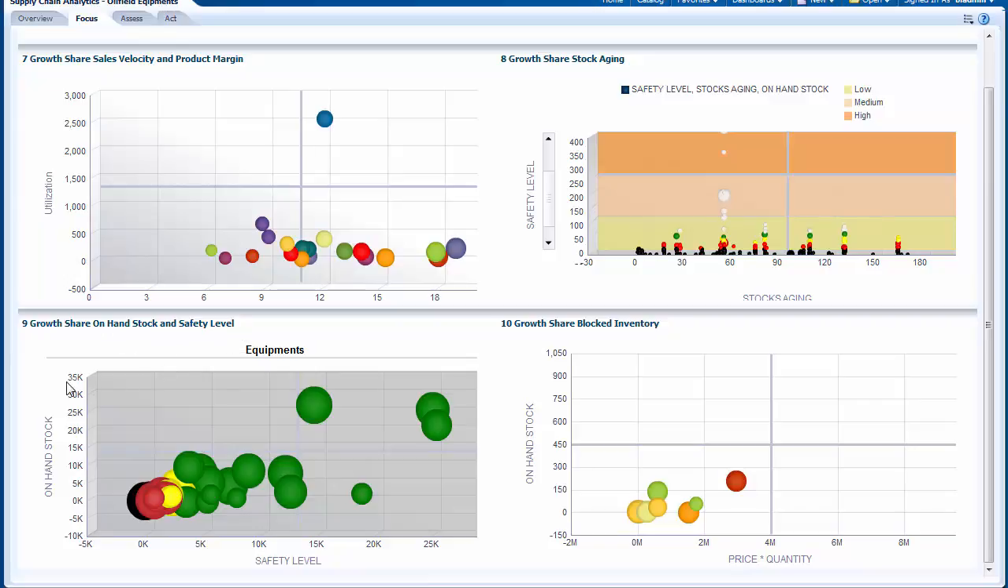The next analysis, chart number 9, provides the famous BCG growth share metrics based on two KPIs of safety levels and on-hand stock. Finally, chart number 10 provides us the overall picture of blocked inventory. It provides the situation on inventory which is not providing any returns on investment.